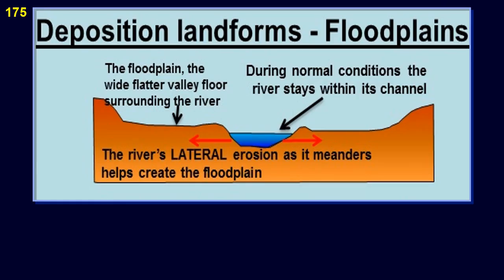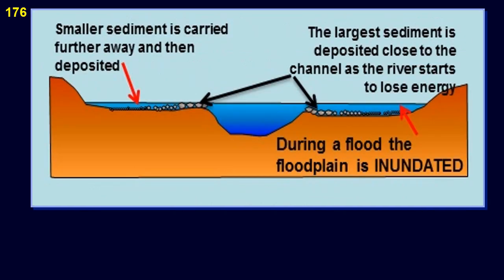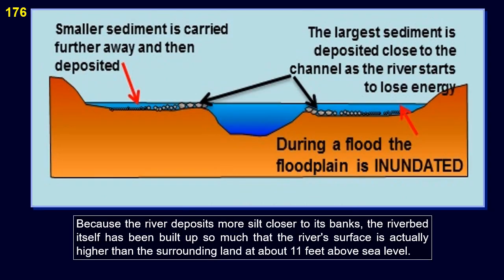The Mississippi River deposits more silt closer to its banks during the spring floods. For that reason, the land is higher closer to the river. As one moves away from the river's edge, the land sinks to about 5 to 10 feet below sea level, but higher in some places. Because the river deposits more silt closer to its banks, the riverbed itself has been built up so much that the river's surface is actually higher than the surrounding land at about 11 feet above sea level.